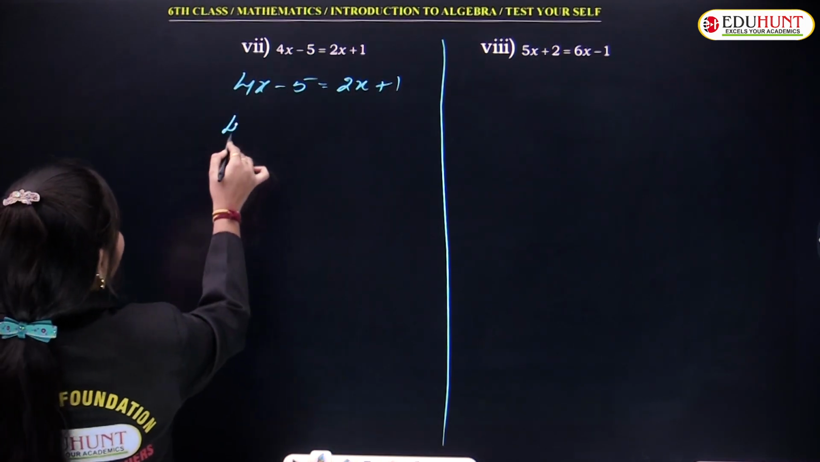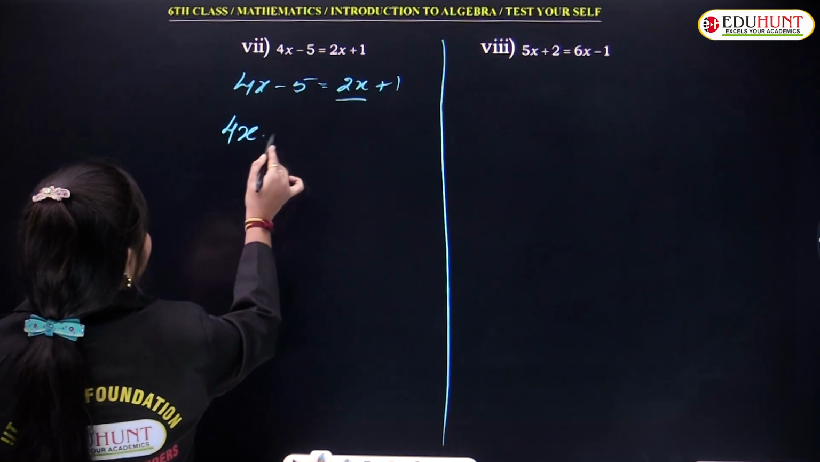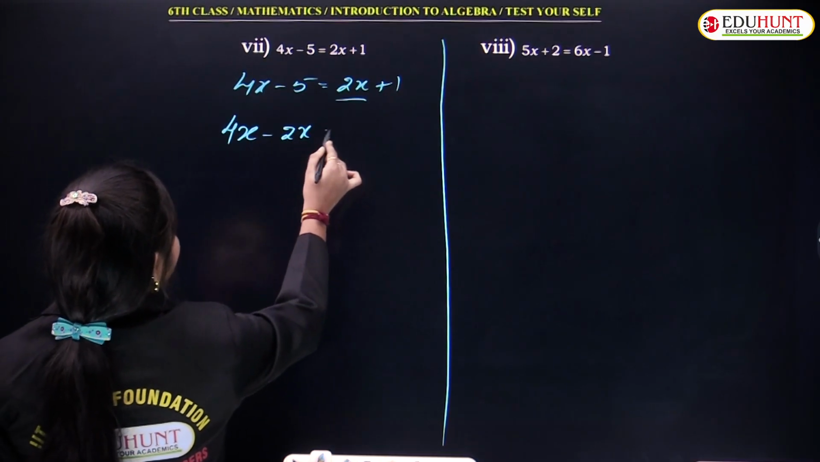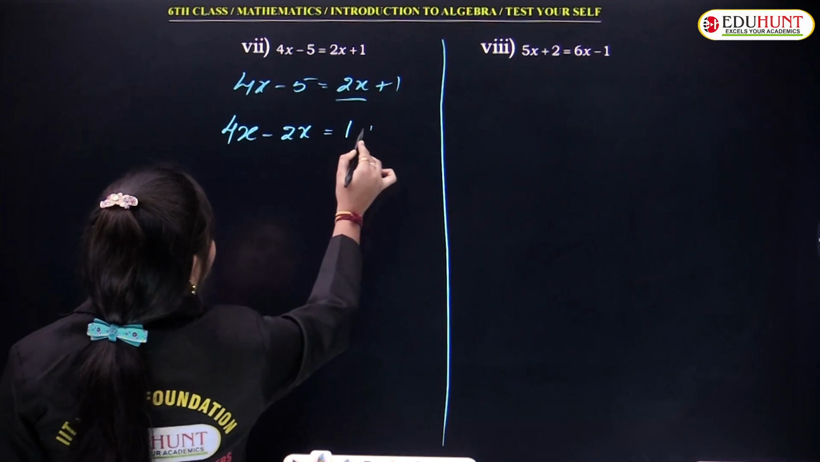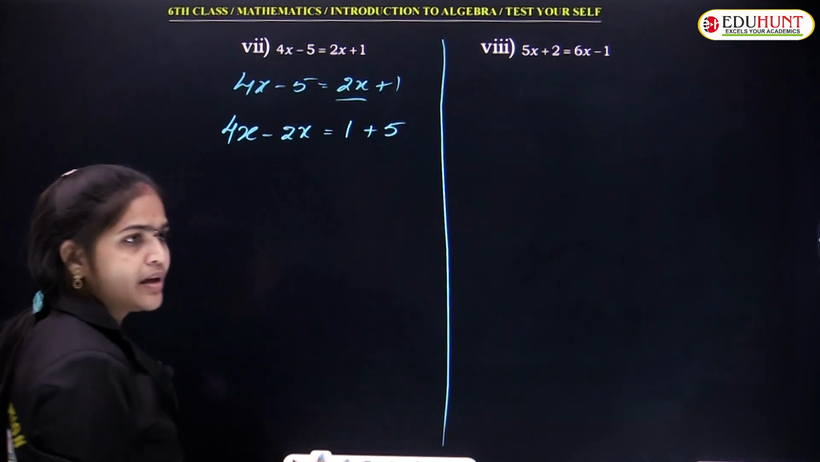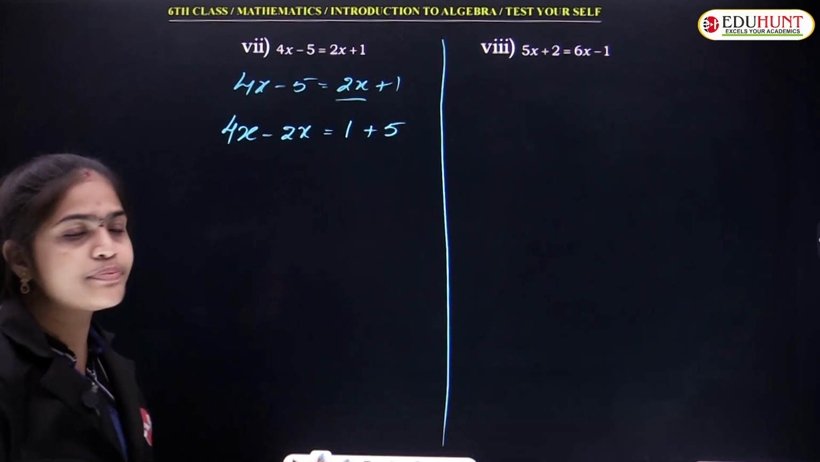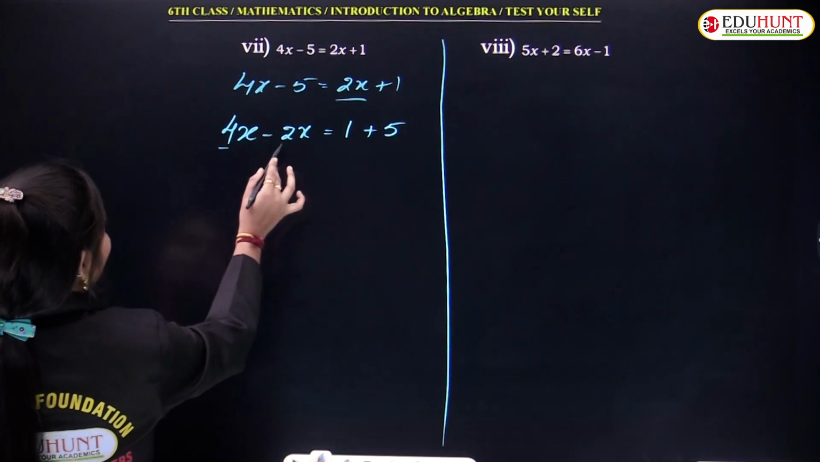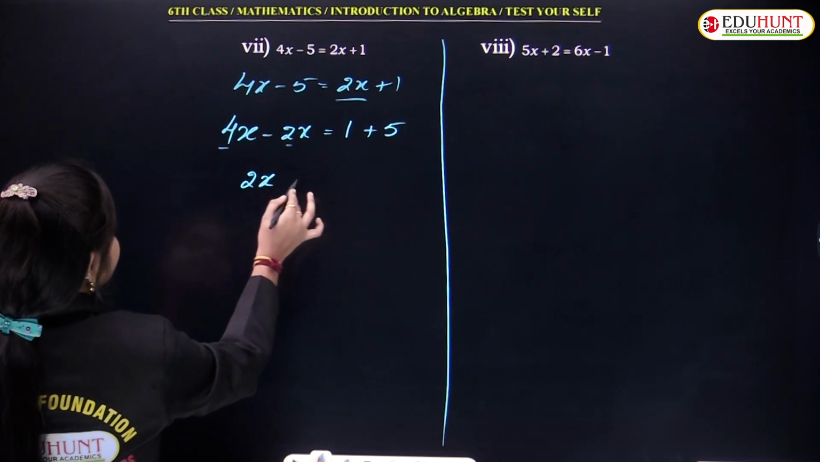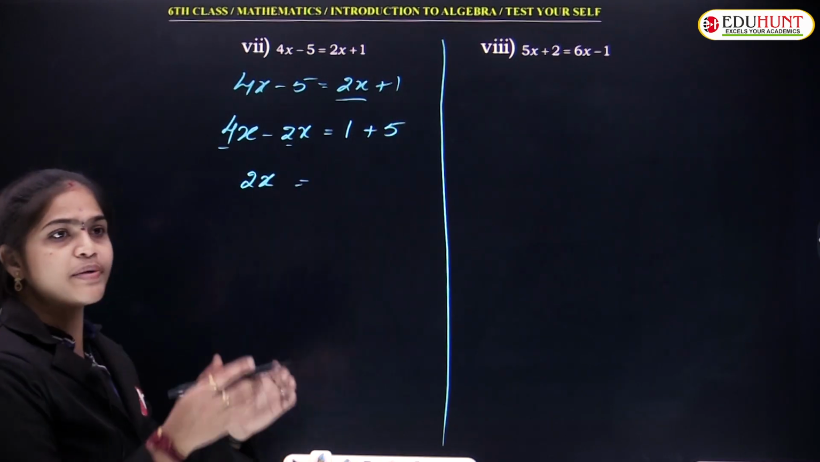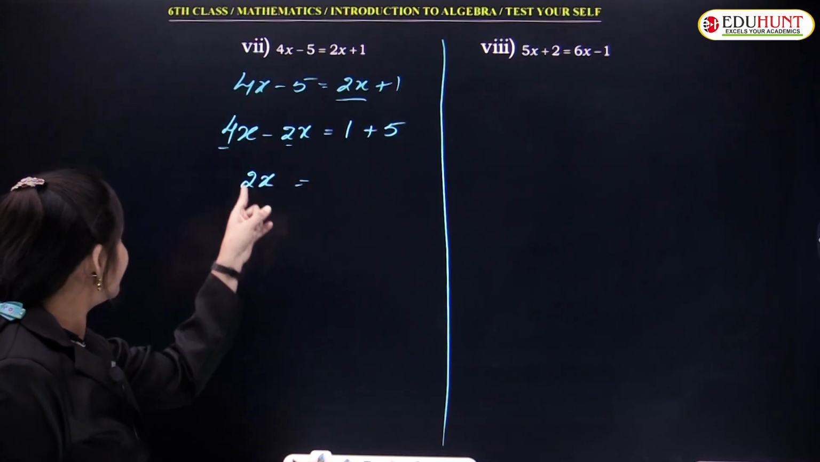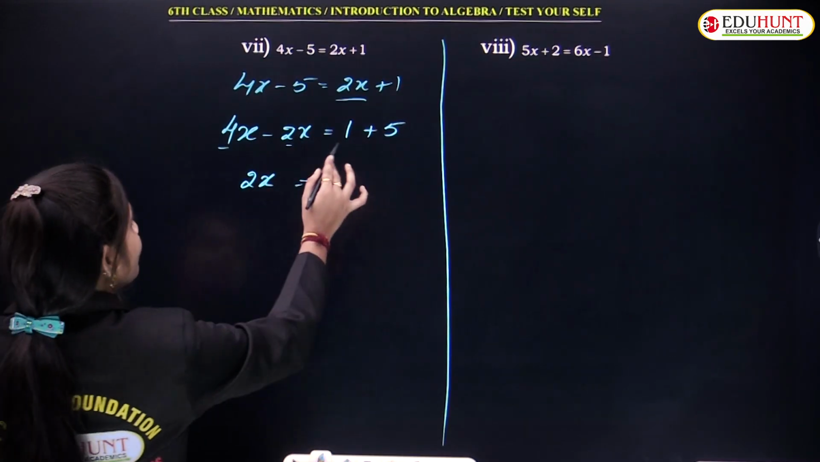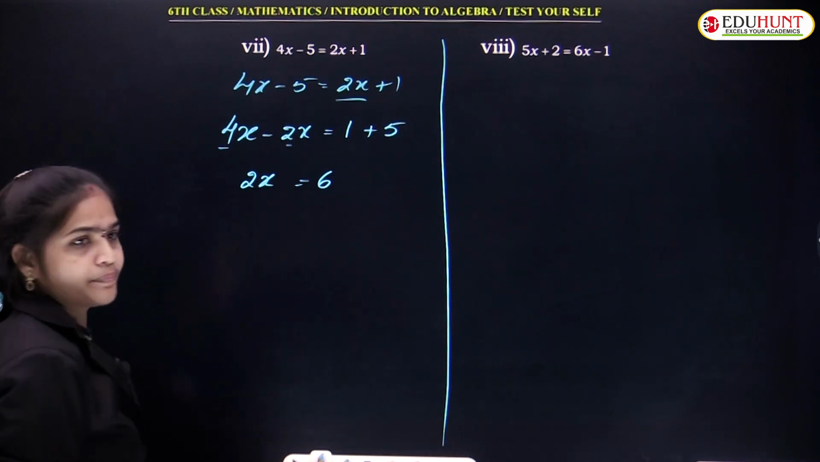Okay. Now here 4x plus 2x becomes minus 2x, which is equal to 1, and here minus 5 becomes plus 5. Minus 5 becomes plus 5. Now see, 4 minus 2 is equal to 2x. Here the minus symbol is there, no? That's why from the 4x, we should subtract 2x. Finally, we are having here 2x is equal to 1 plus 5 is equal to 6.